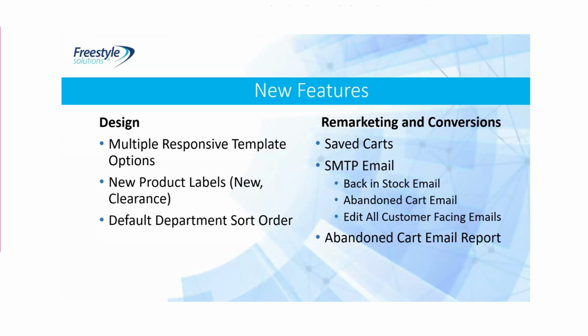Now with SMTP, we've tied in two new major email features as standard with Genesis. The back-in-stock email adds an option on the product detail page. So if the item is out of stock, the shopper can be notified when it's back in stock. Pretty straightforward. If you don't want to offer this feature, it'll be configurable to turn on or off from admin.